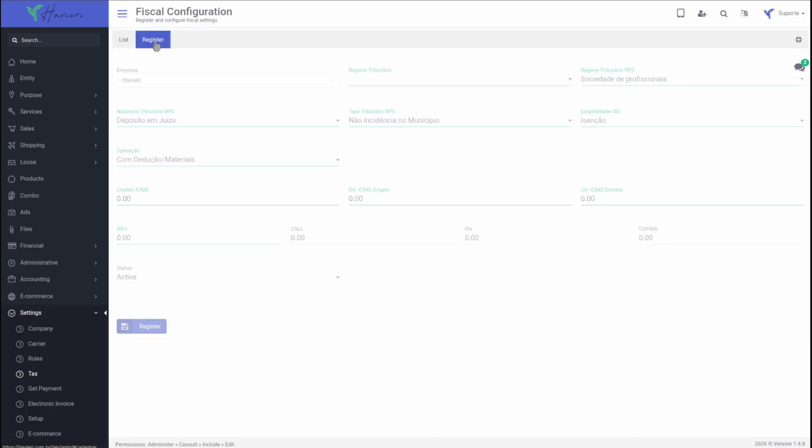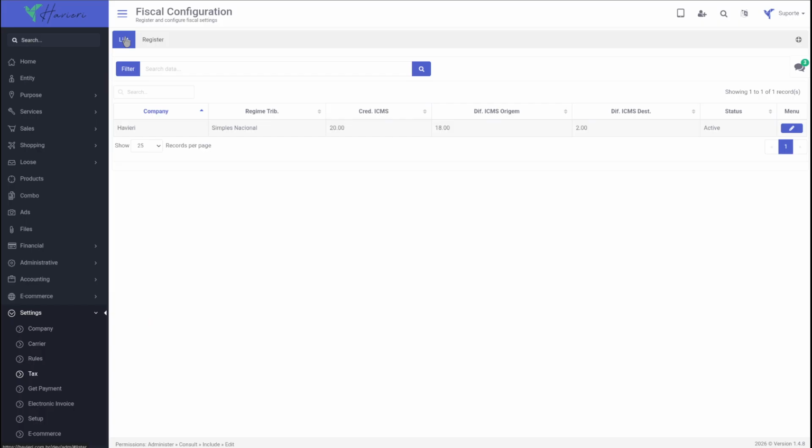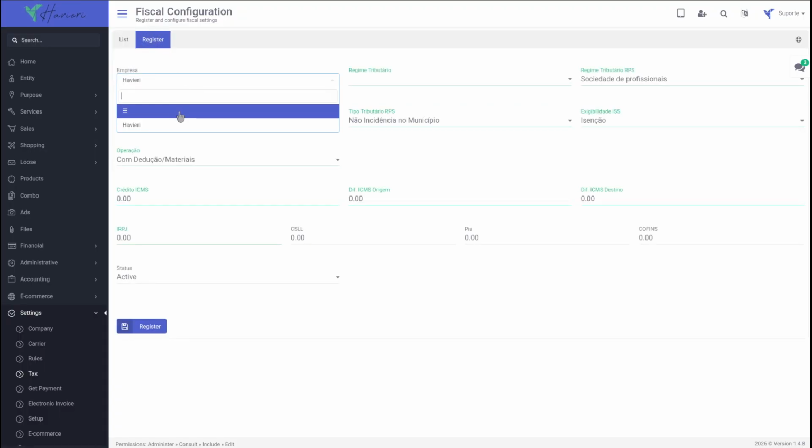When you access the screen, the first thing you see is the list of already registered fiscal configurations, showing the company, the tax regime, the ICMS credit, the ICMS differences of origin and destination, and the status. To register a new fiscal configuration, you click on the Register tab. Here we have a form with all the necessary fields.